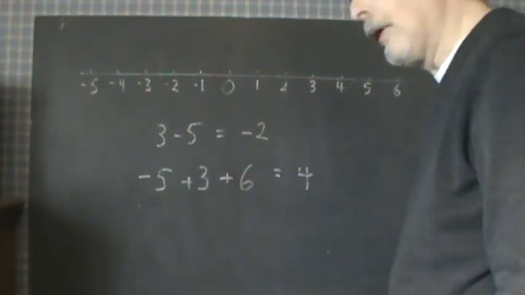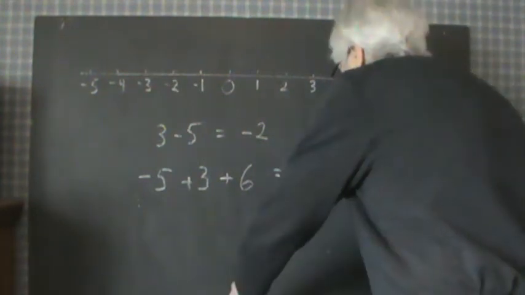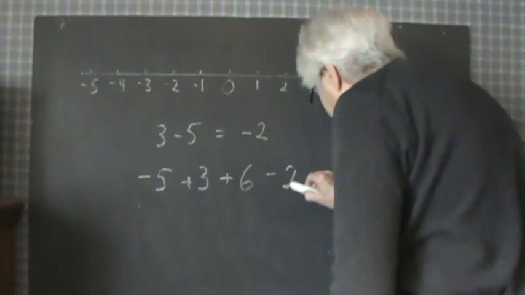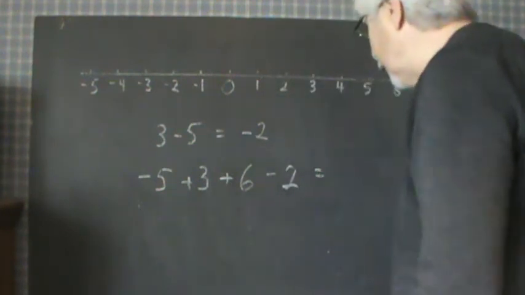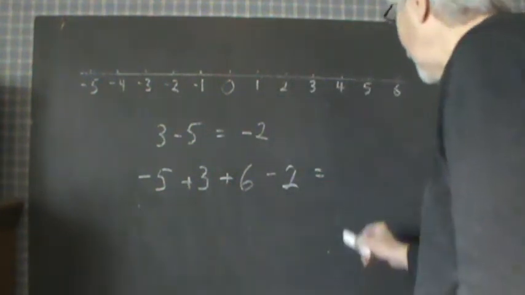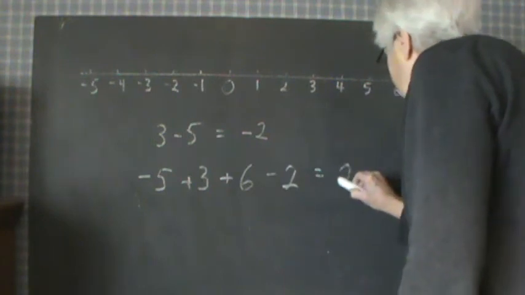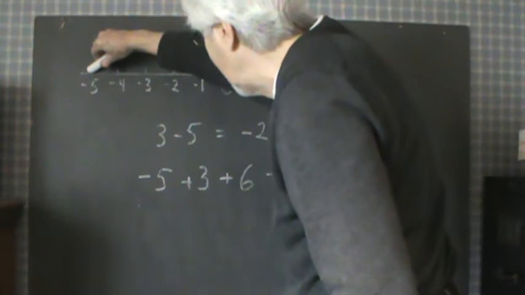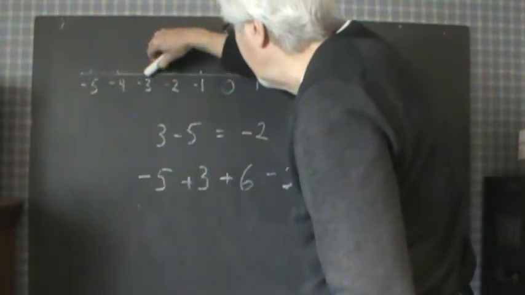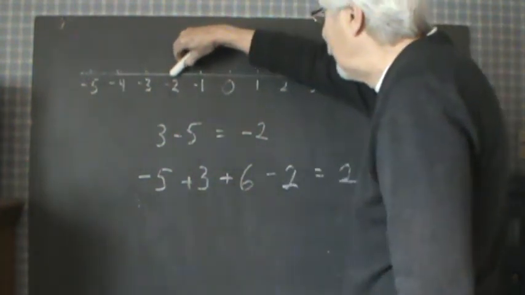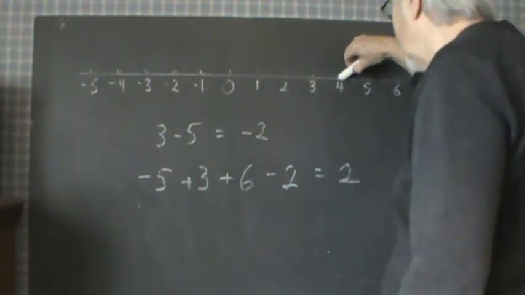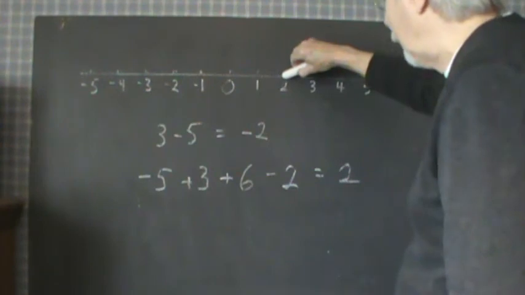And we could keep going like this. We could then subtract 2, which means we're going down 2 from that 4, and we're going to end up at 2. So here's what we're doing. We're starting at -5, we go up 3, and then we go up 6, and then we go down 2.